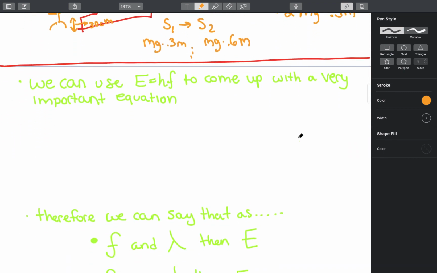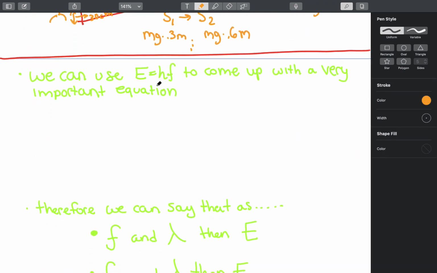Okay. So we can actually use this equation, E equals hf, to come up with a very important equation. The equation that I'm about to derive is very important for general chemistry. So we start off with E equals hf. However, we know from our last video that c, the speed of light, is equal to lambda, the wavelength, times the frequency. So we can solve for the frequency, where c over lambda is equal to f.